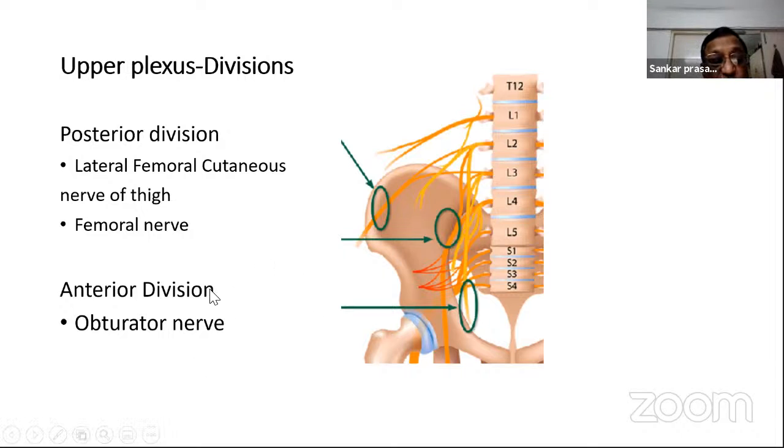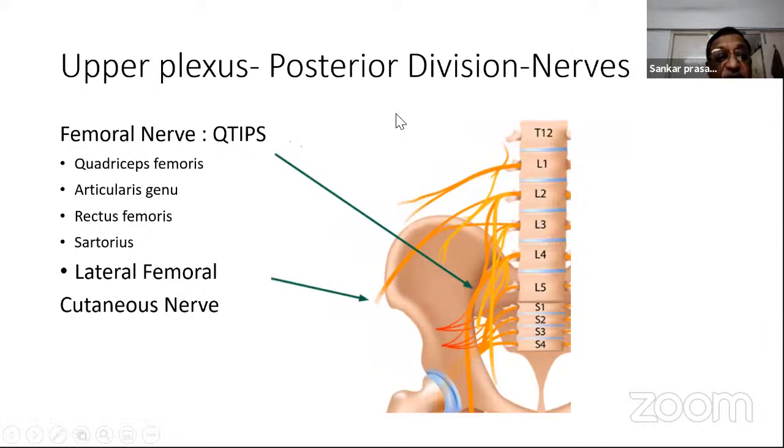Anterior division gives rise to obturator nerve, which supplies the adductor group of muscles. The adductor magnus has got dual supply along with sciatic nerve. So the femoral nerve, Q-tips: quadriceps femoris, articularis genu, rectus femoris, sartorius. That's how you remember these femoral nerve supplied muscles.